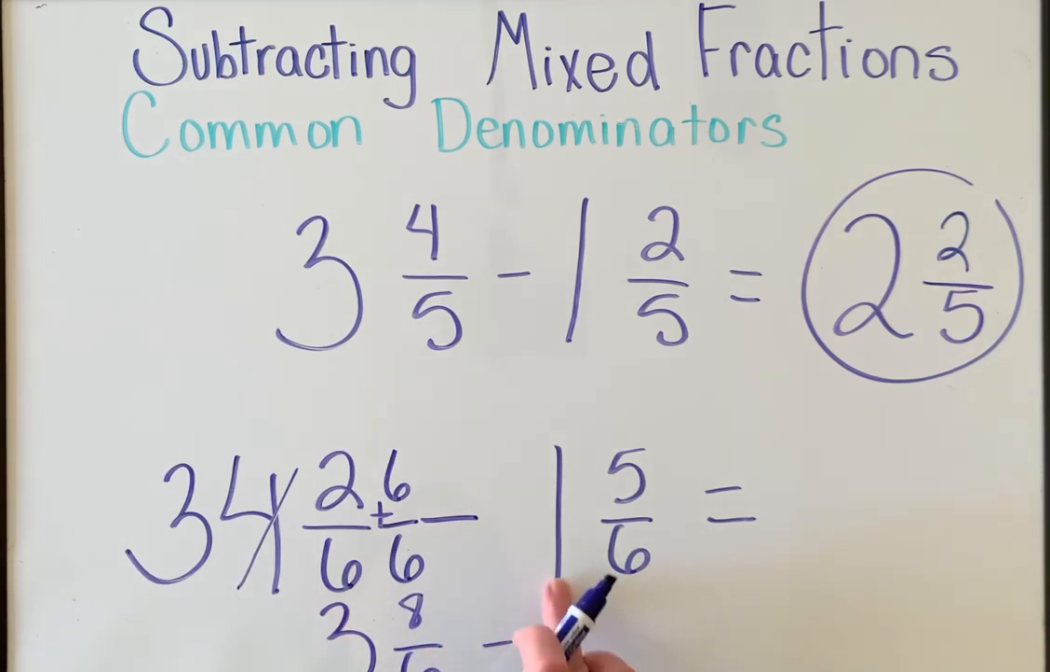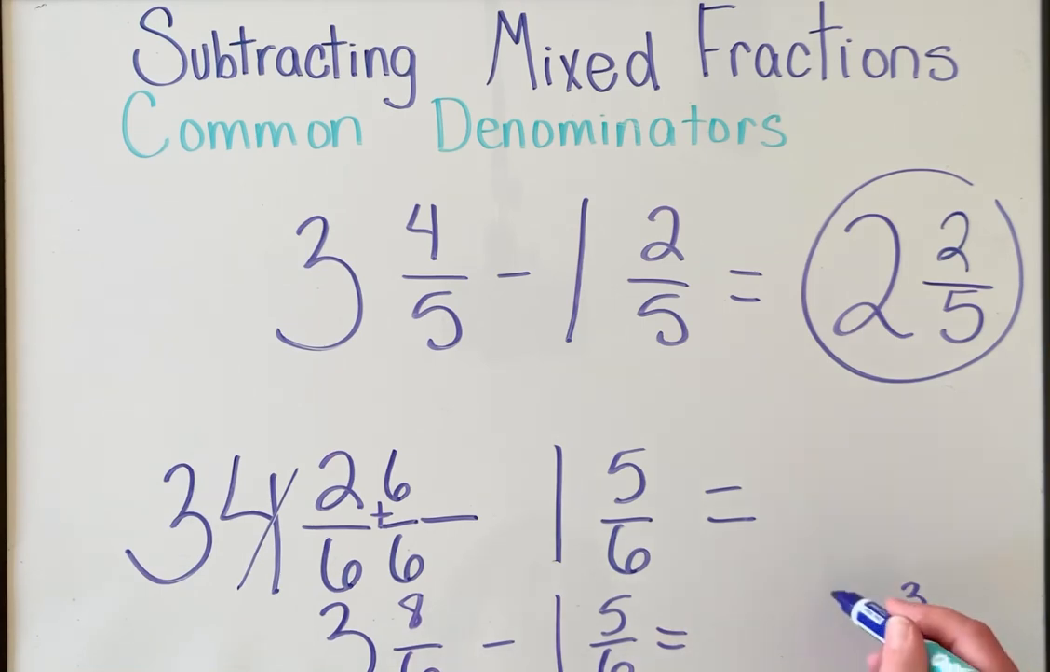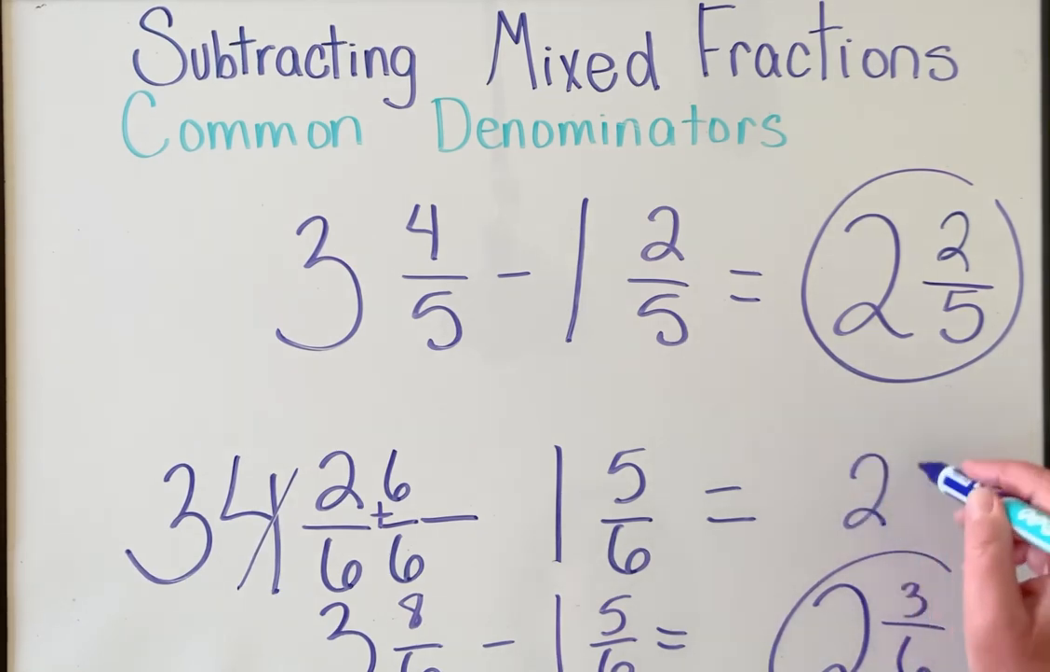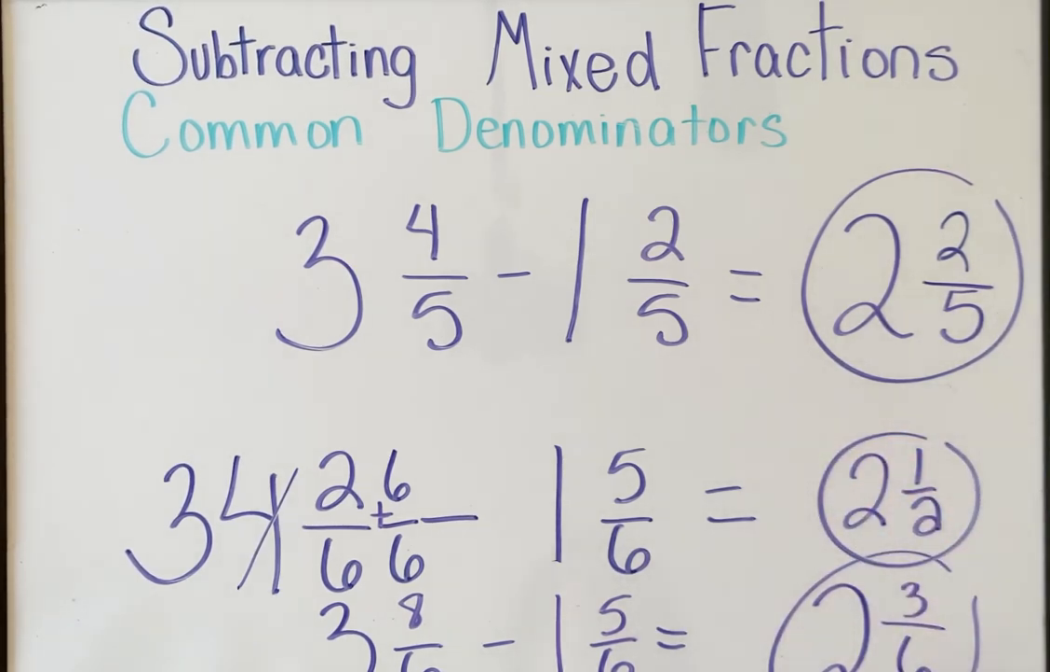And now I'm in a position to take away 1 and 5/6. So let's do that math now. So now that I have a bigger numerator, what's 5 pieces from 8 pieces? Well, that would be 3 pieces. Denominator doesn't change. 3 whole minus 1 whole is 2 whole. And actually, if you look at that 3/6, you could even see that that 3, which is half of 6, is actually equivalent to a half. So we could also say that this is 2 1/2 for this answer.